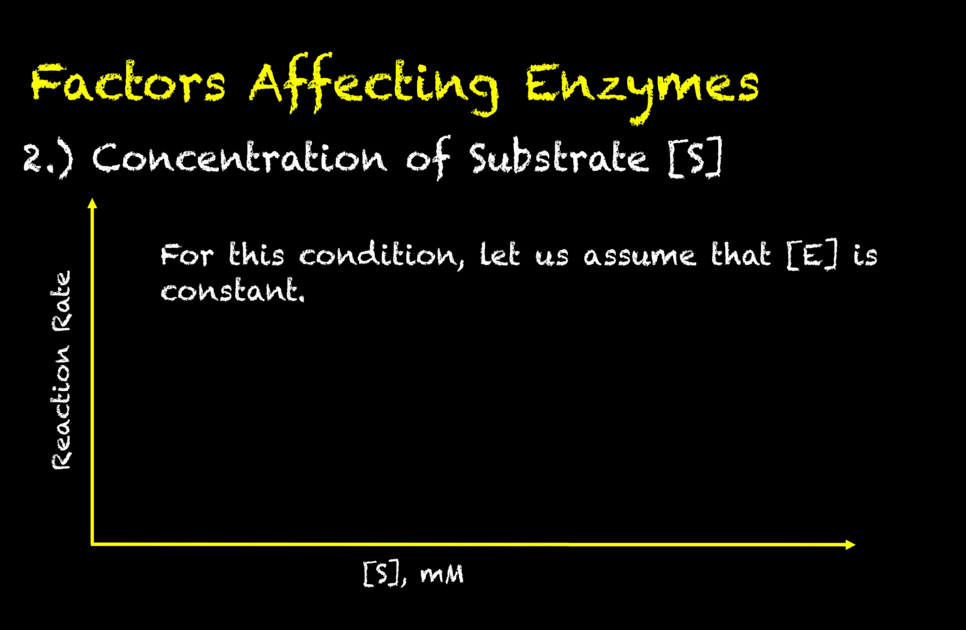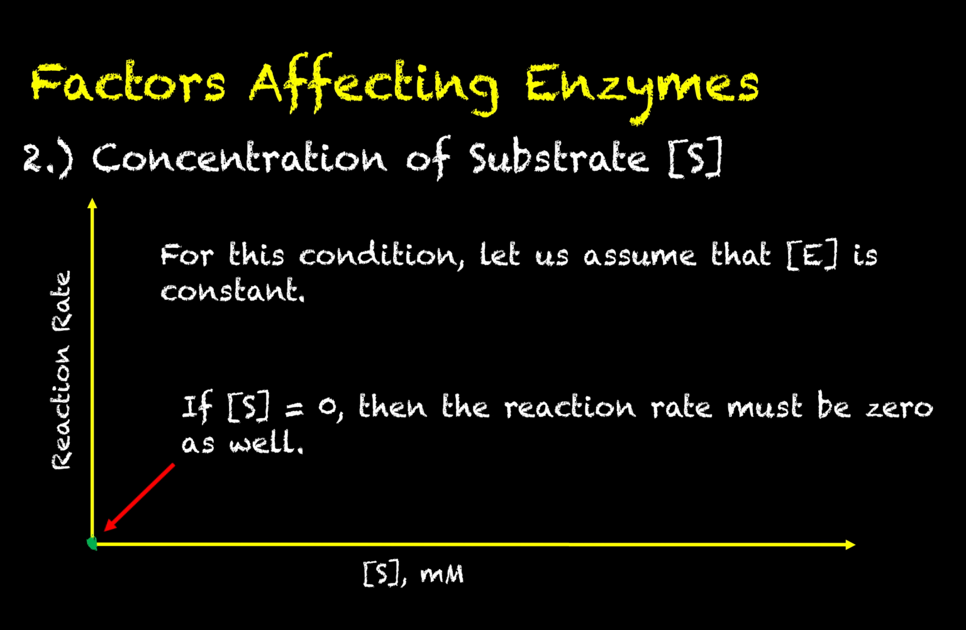Okay, let's move on to the concentration of substrate. So for this condition, let's go ahead and assume that enzyme concentration is constant throughout this entire little experiment we're going to do here. So initially, if substrate concentration is zero, then the reaction rate must be zero as well. We can't talk about a quantifiable reaction rate if there is no substrate present that can be turned into product, because the way that we are quantifying reaction rate is how much substrate gets converted to product over time.